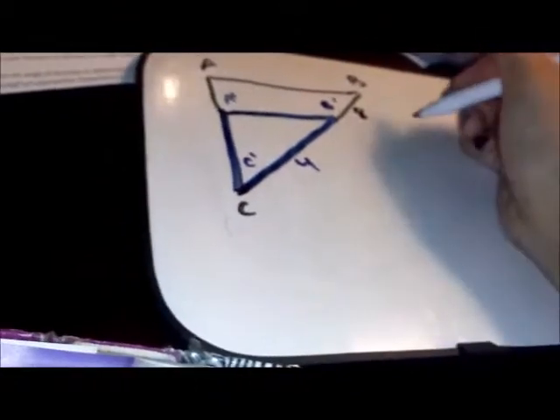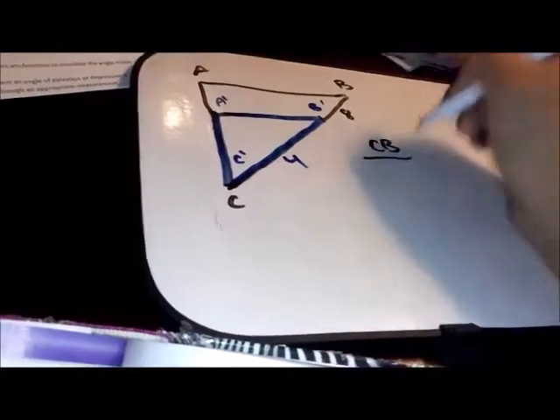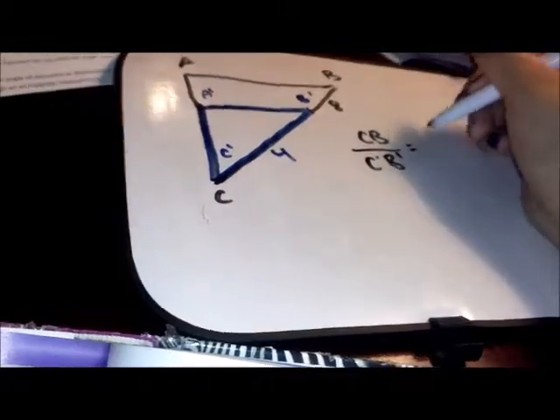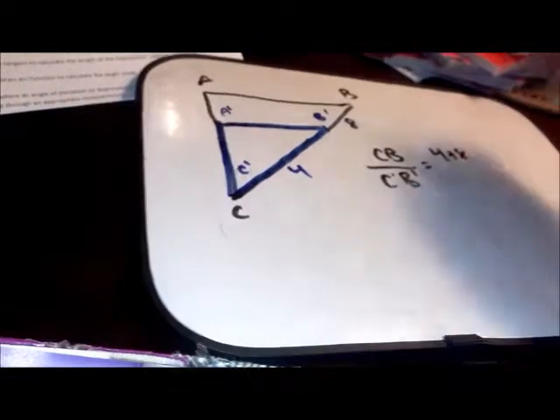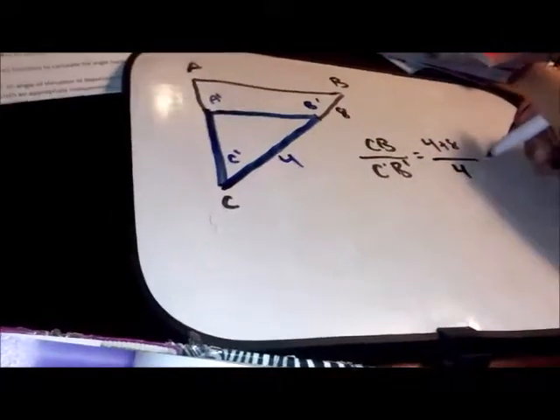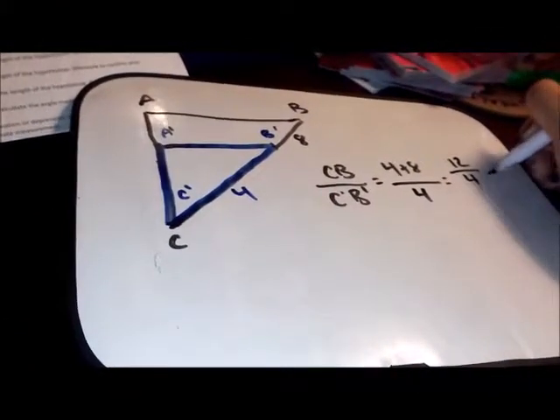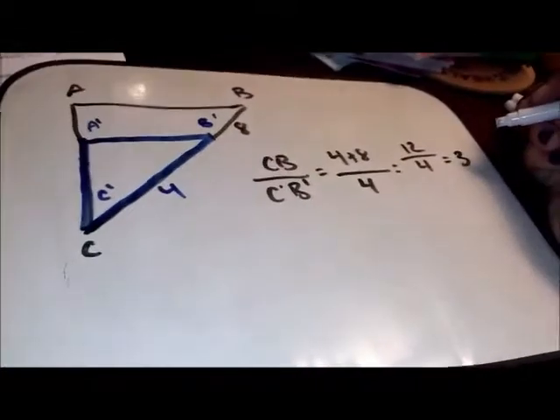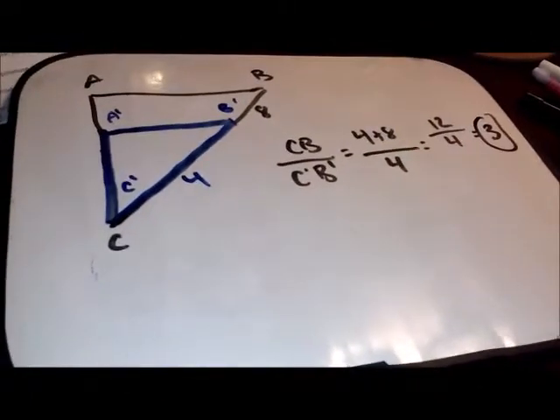So now I have to calculate the scale factor, and I'm going to say that CB over C prime B prime. C to B is 4 plus 8, because you have 4 and 8, and then your C prime to B prime is just 4. So 4 plus 8 is 12 over 4, which would give you a 3. So your scale factor is 3, and your dilation is a reduction.